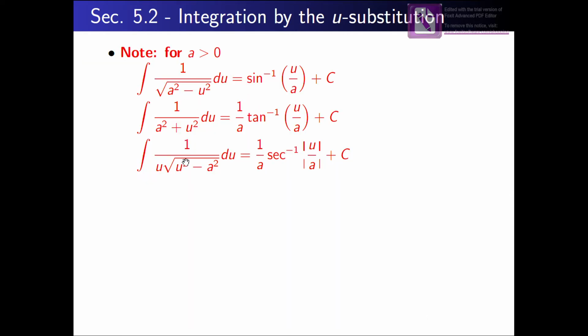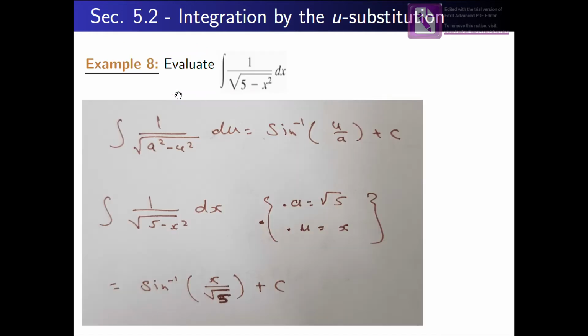Here you have 1 over root of a squared minus u squared. So here we have 1 over root of 5 minus x squared. So we will use the rule: 1 over root a squared minus u squared du is equal to sine inverse of u over a plus the constant c. But first, here we said 5 minus x squared. We need to specify what is our a and what is our u.